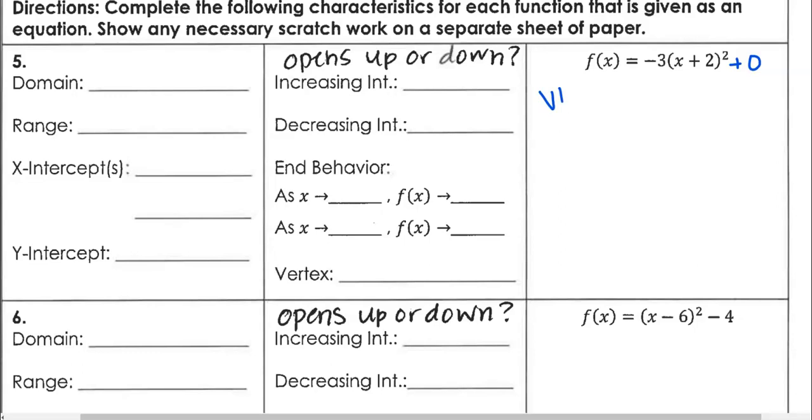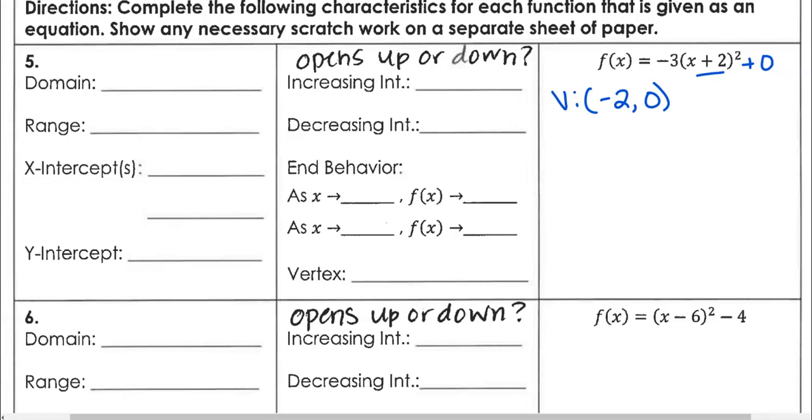The vertex for this problem is going to be -2, 0. We pull this out and change its sign, and then we have our 0 on the end. So our vertex is -2, 0. Okay, that's what these equations give you.